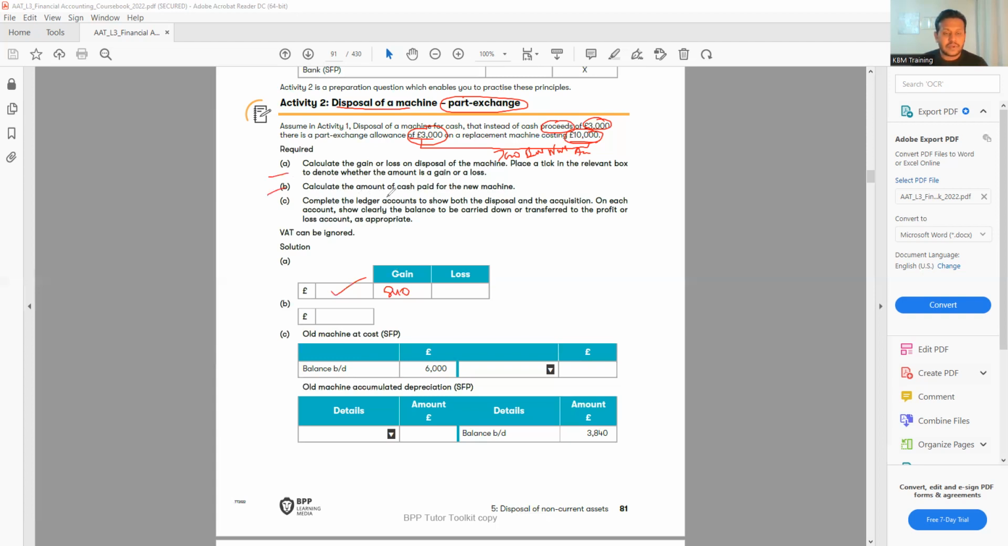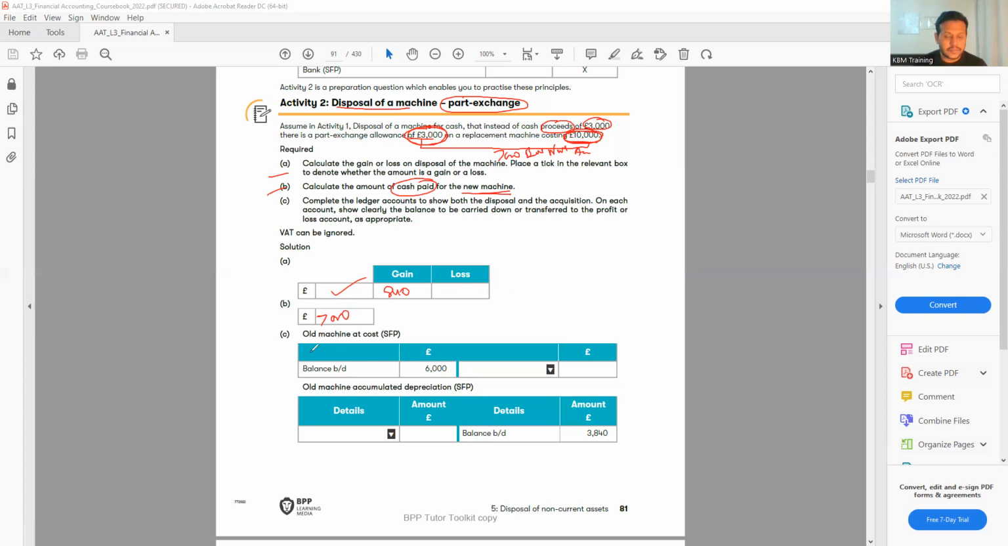Part B says calculate the amount of cash paid for the new machine. This is quite simple. How much you paid, because the new machine cost was 10,000 and the old machine value is 3,000. So I still need to pay 7,000. So I need to pay cash for the new machine 7,000, because out of 10,000, 3,000 will be compensated because of my old machine.